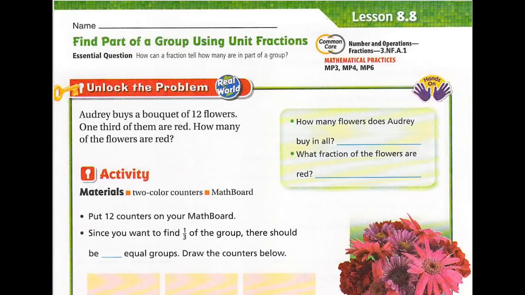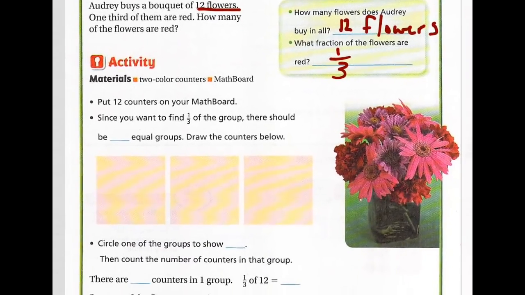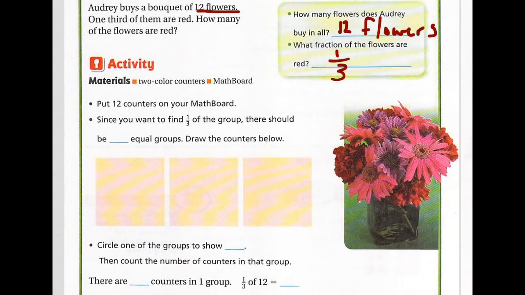Okay, on the side, how many flowers does Audrey buy in all? Well, it said 12 flowers. What fraction of the flowers are red? 1/3 of them. And we're trying to find out how many flowers that is. And it does not mean there are 3 flowers. So we're going to put some counters out. And since we want to find 1/3 of the group, there should be 3 equal groups.